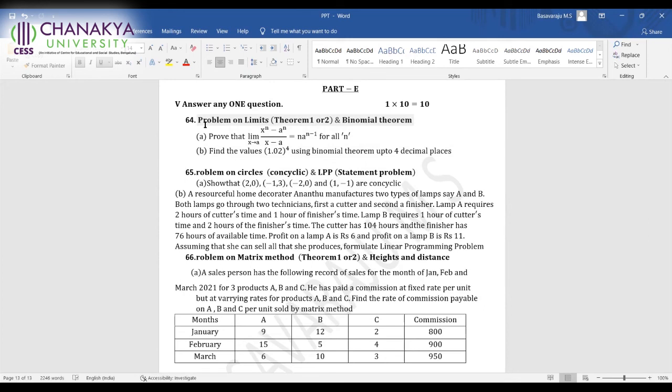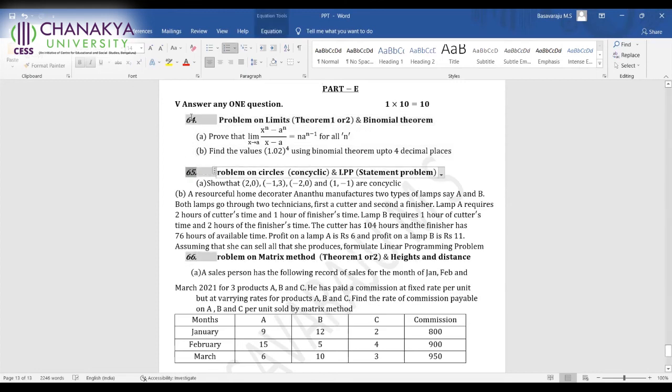So here they have already mentioned that the questions have to be selected from that theorem, which is the limit as x tends to a of (x^a minus a^a). That is a compulsory question. It is a must and should.